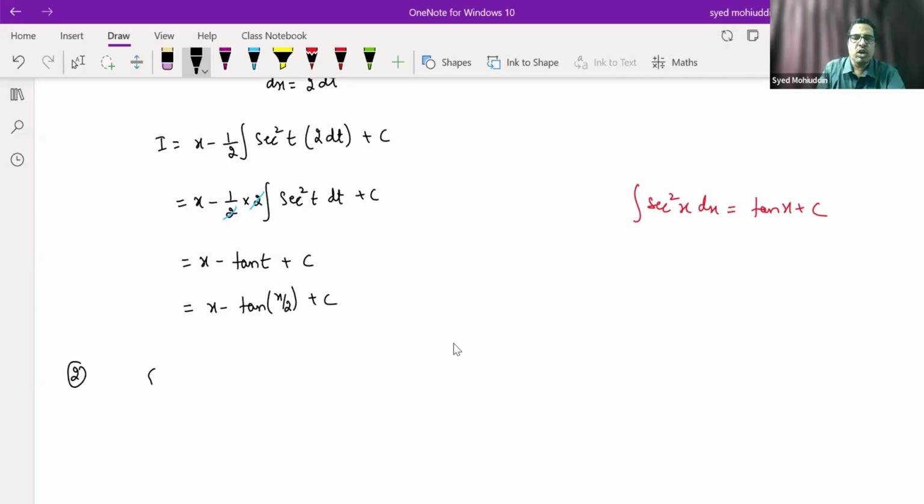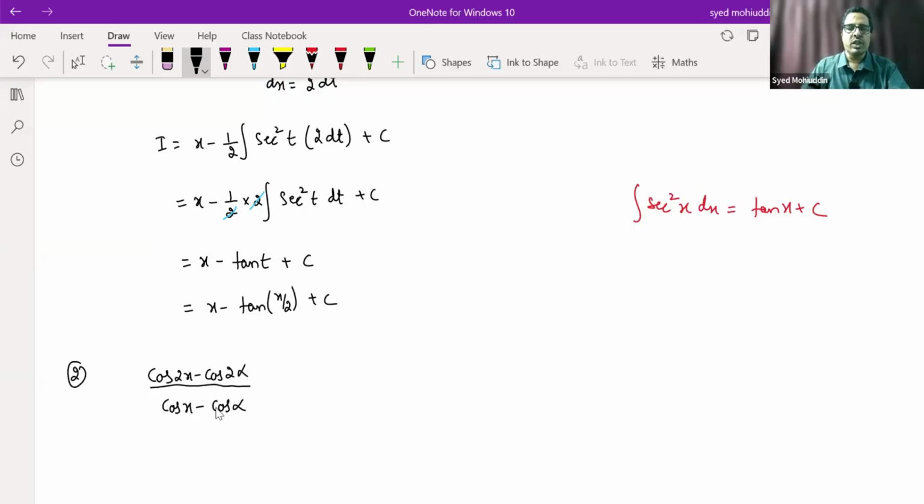So the next question will be cos of what? Cos 2x minus cos of 2 alpha, and it is whole divided by the denominator value, which is cos x minus cos of alpha.